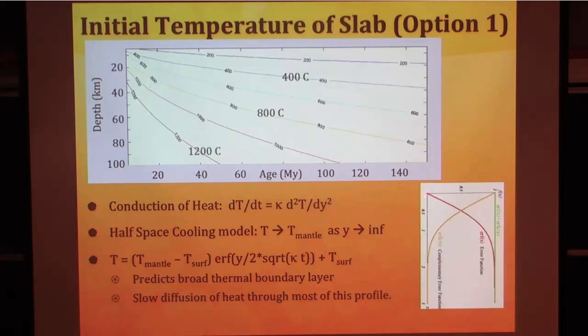And what you can see, if this is basically depth, this looks a lot like what we're used to seeing for a temperature profile, right? So the error function is a very good descriptor. That's where we get that shape, right? It's from the error function.